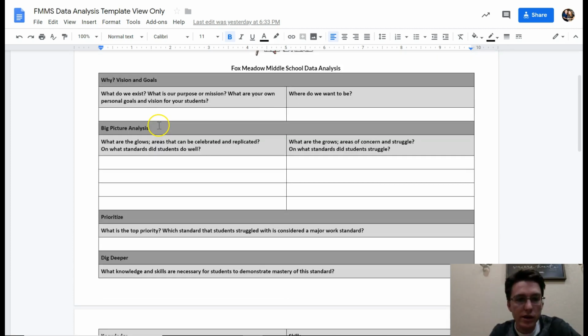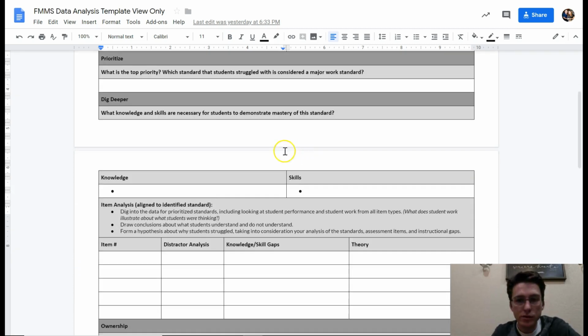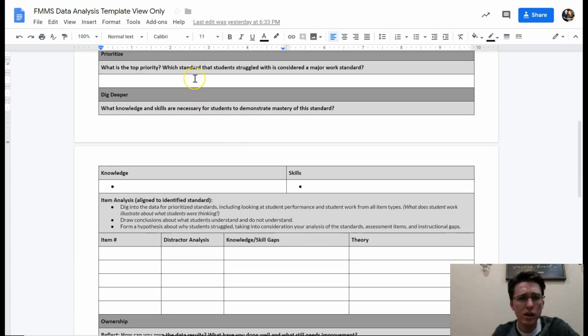So why do we exist again? So I'm putting that in here. What is our mission? Where do we want to be? The big picture analysis. So again, what are the glows? What are the grows? Coming down here, what is the priority? So teachers are outlining that.